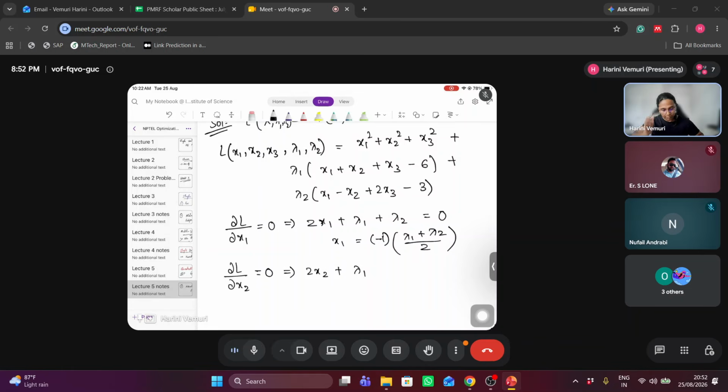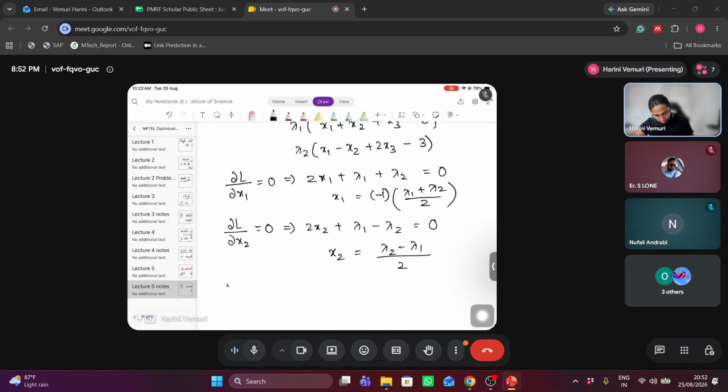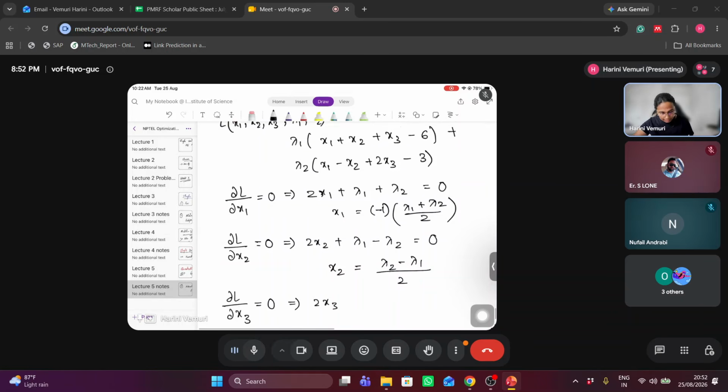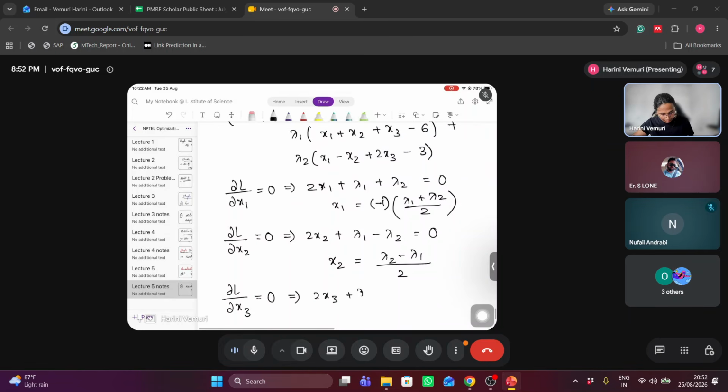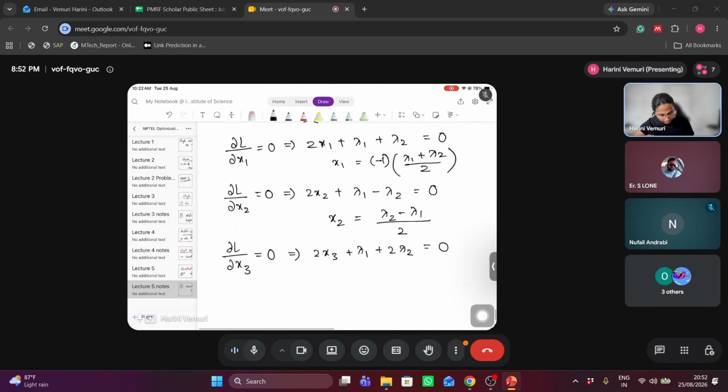So partial differentiation with respect to x2: 2x2 plus lambda 1 minus lambda 2 equal to 0. So x2 will be lambda 2 minus lambda 1 by 2. Next is the partial differentiation with respect to x3. So it is 2x3 plus lambda 1 plus 2 lambda 2 is equal to 0. So x3 equal to minus lambda 1 minus 2 lambda 2 by 2.